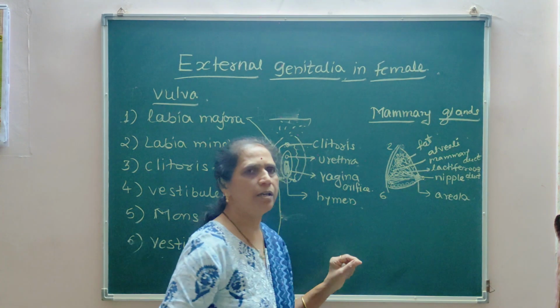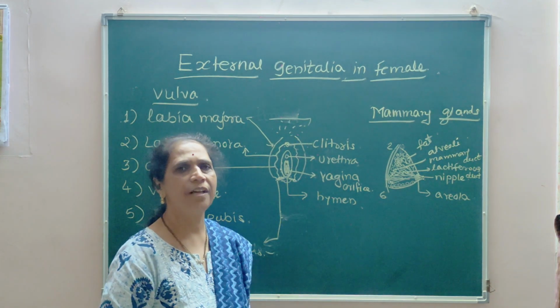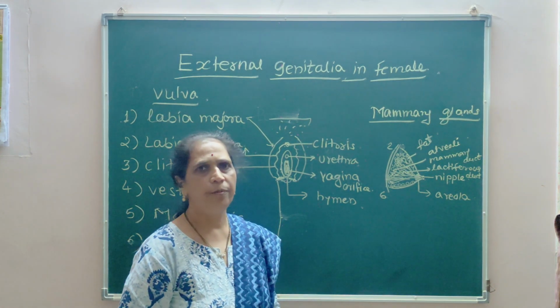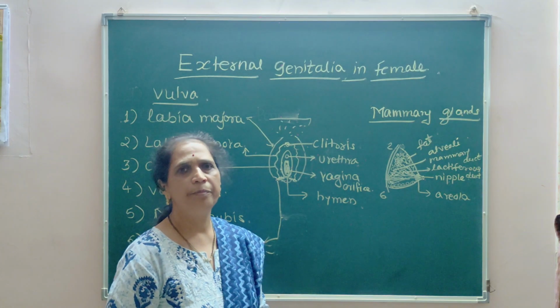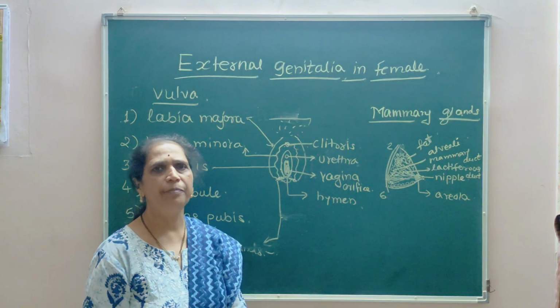So mammary glands are also included in the external genitalia, as they are stimulated at the time of puberty and produce milk during pregnancy. So these are the external genitalia in female.